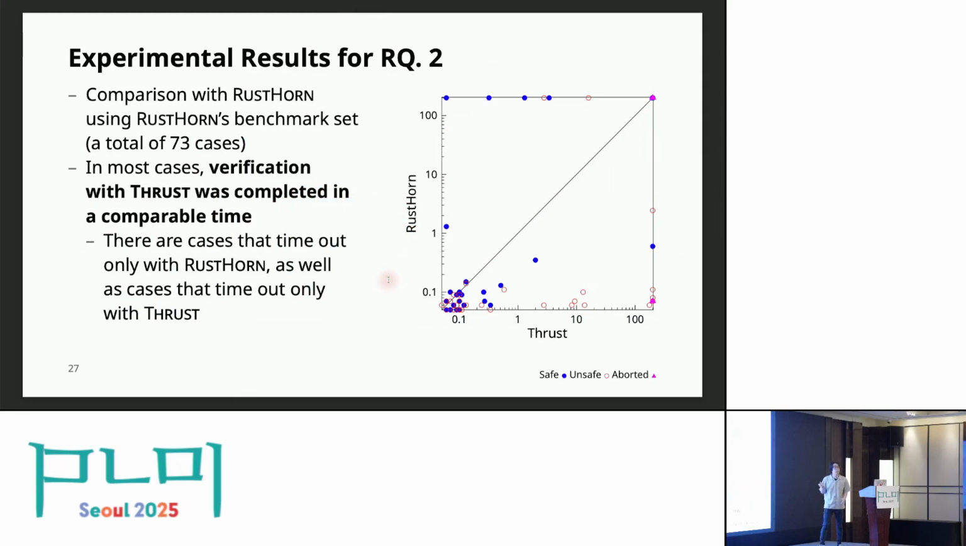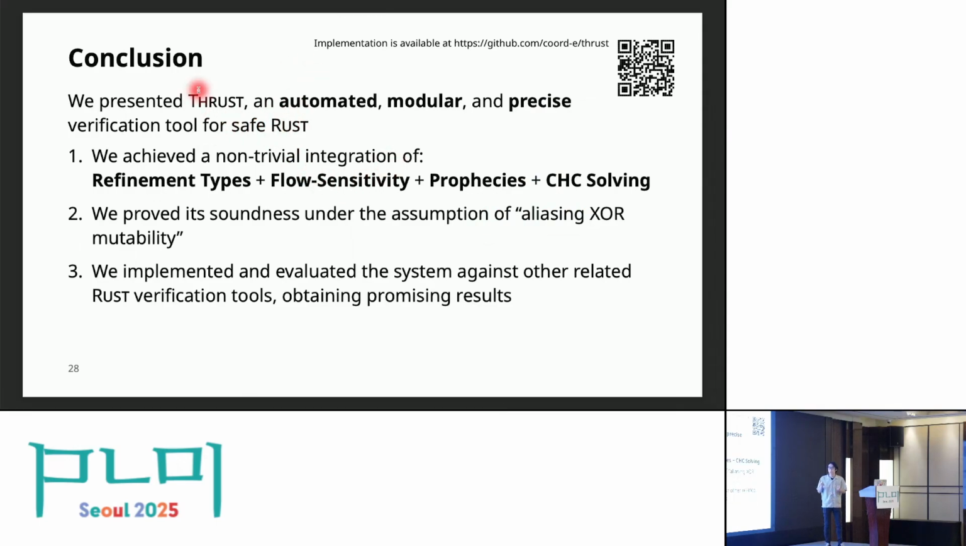We also conducted a performance comparison against RustHorn, the prior work, using a RustHorn benchmark set. As you can see from this scatter plot, verification with Rust was completed in a comparable time with RustHorn. There are also slower cases, which we analyze in the paper, and addressing these slower cases is our future work. So that's all my presentation, and I'm happy to take questions. Thank you.